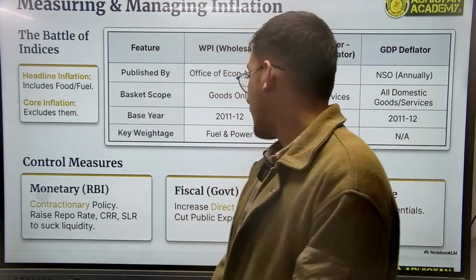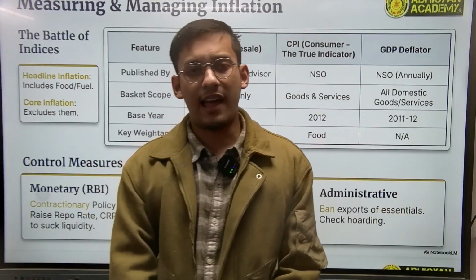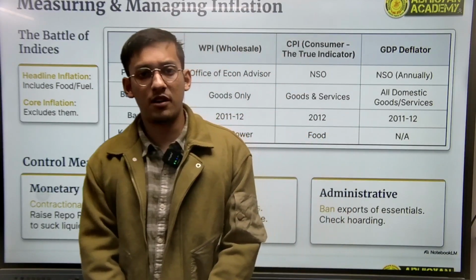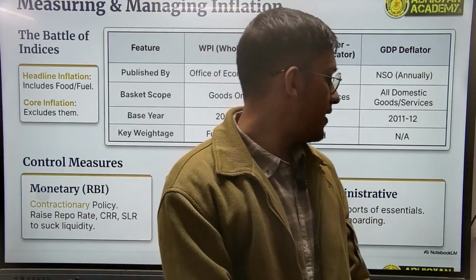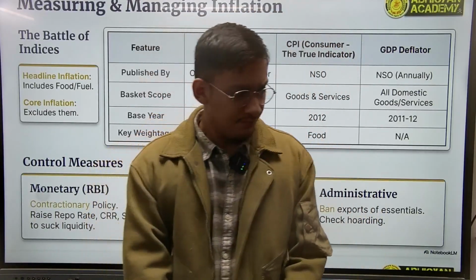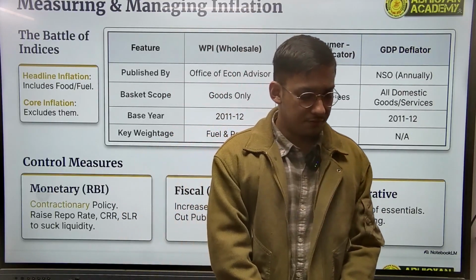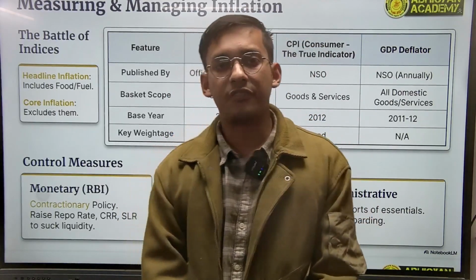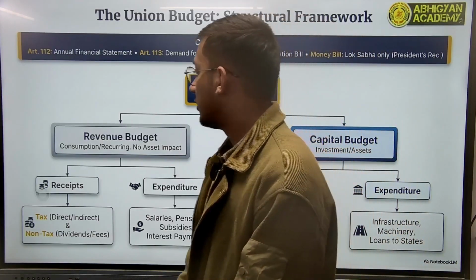Secondly, we have fiscal policy of the government. The government either increases or decreases the direct tax as per the inflation rate. Thirdly, we have administrative policy, banning exports. What happens is, the government bans exports or starts hoarding so that the necessities of its citizens are met.